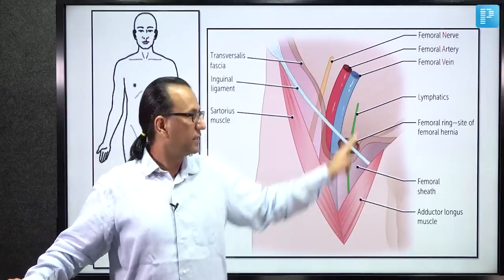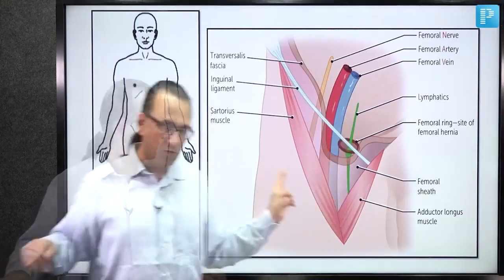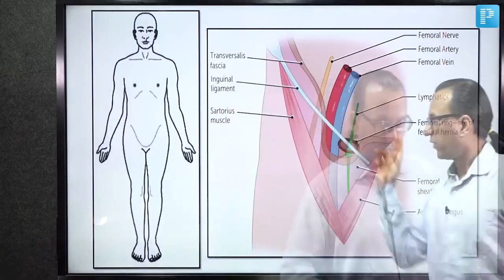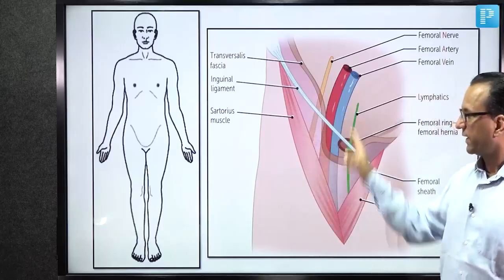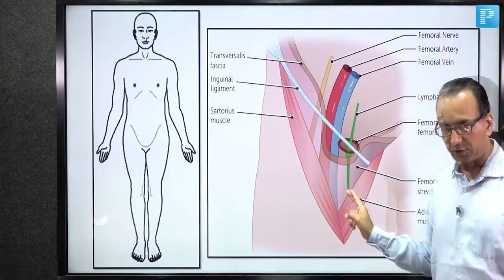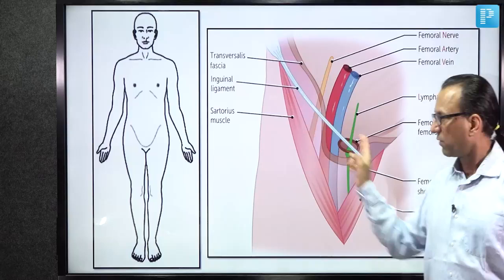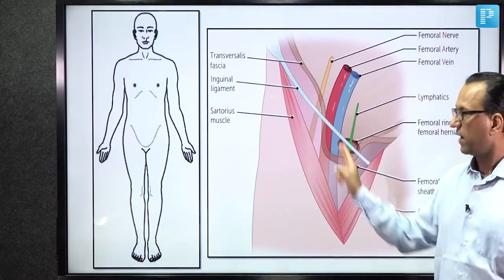The most medial content is the inguinal lymphatics, and there's a rule which we follow: lymphatics follow vein, follow artery. So the lymphatics, which are deep inguinal lymphatics running towards the pelvis, are following the vein and the artery, namely the femoral vein and femoral artery.